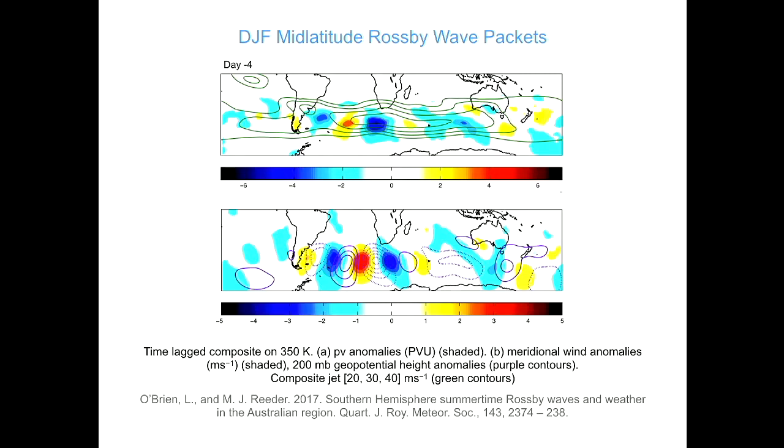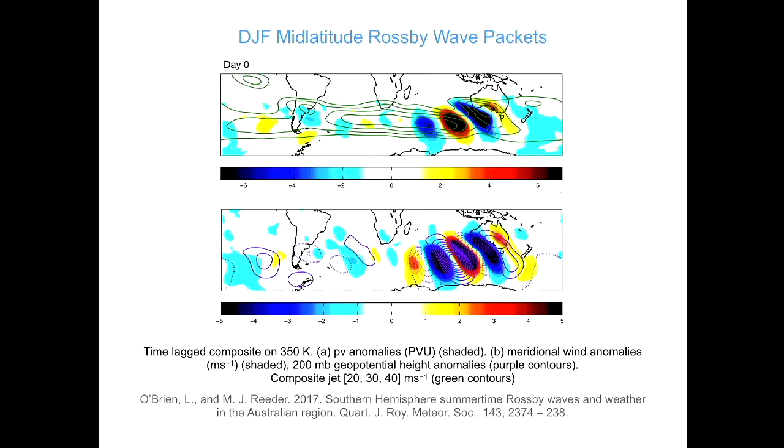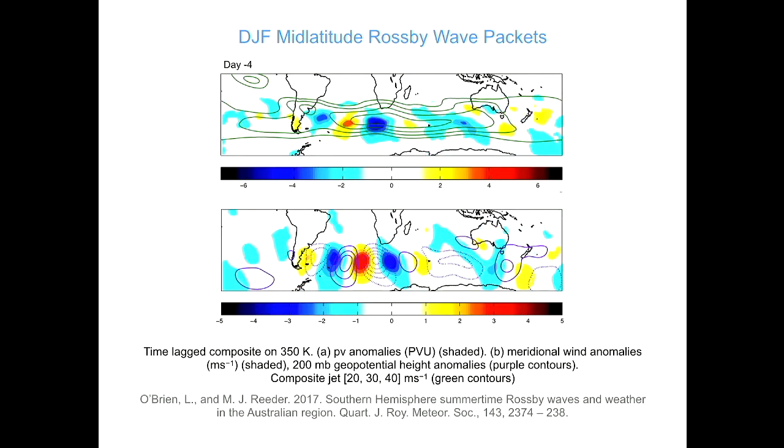Now, we call this a Rossby wave packet because you can see we have this wavy structure, but it's confined in its zonal extent. It's confined to this region here. Now, minus 4 days, if we go forward a day, the wave has propagated further towards Australia. Day zero, it's propagated even further towards Australia. These are the structures that are responsible for our weather, Rossby waves. Notice the way in which it's propagating from South America towards Australia. This happens all the time.